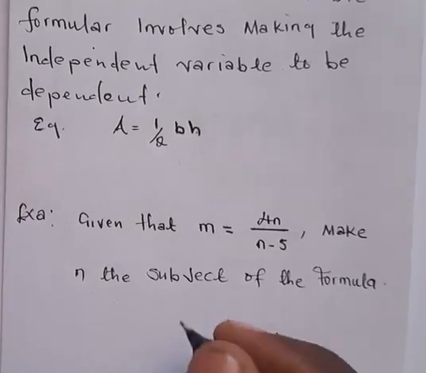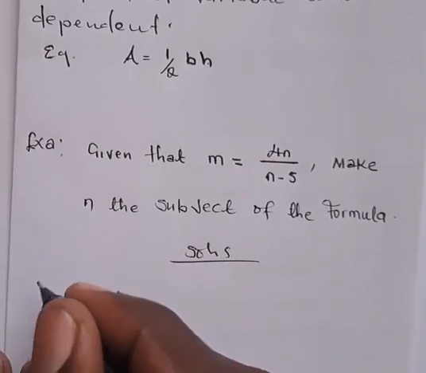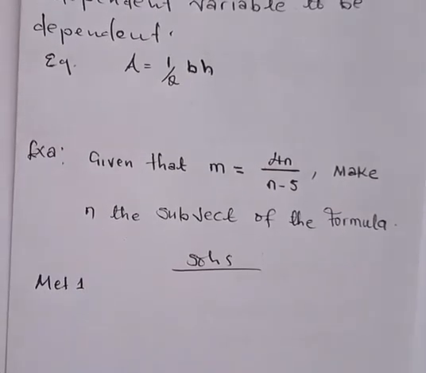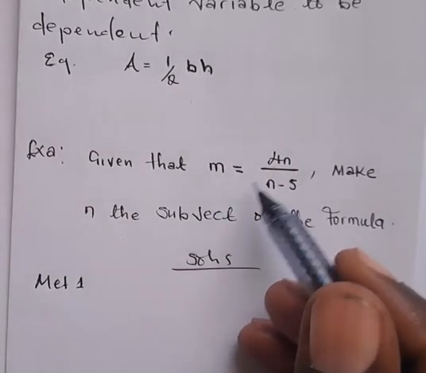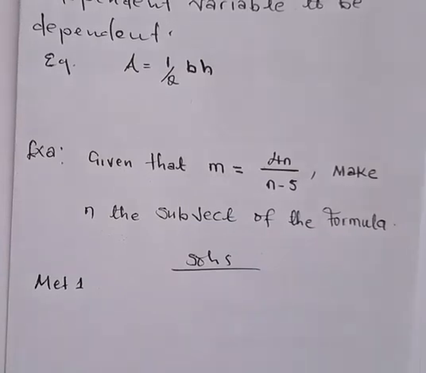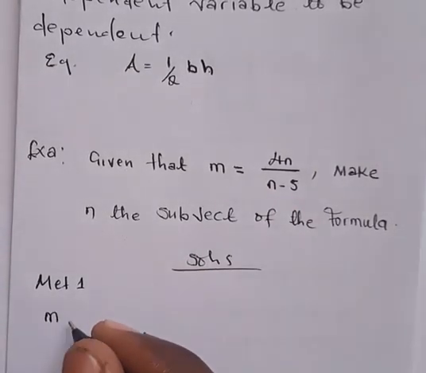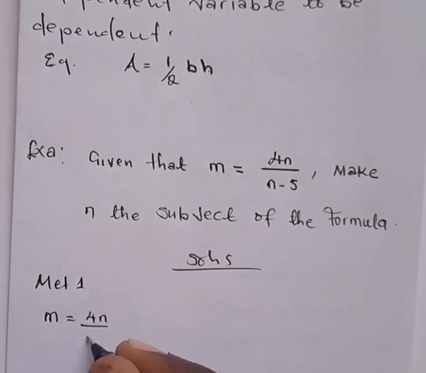Let us look at method 1. Method 1 is whereby we just divide this m by 1, and then we cross multiply, collect the like terms, and divide again. We're done. So let us go through that same one. We rewrite it: m is equal to 4n over n minus 5.